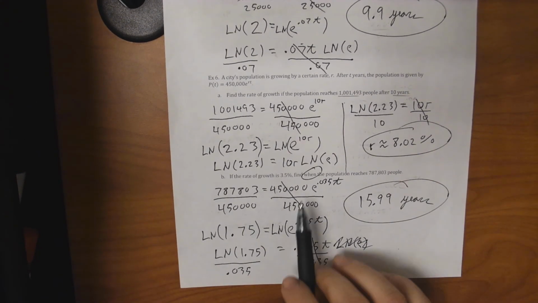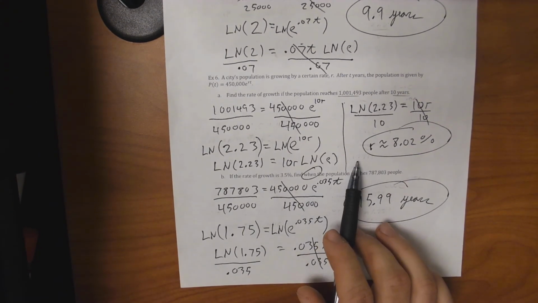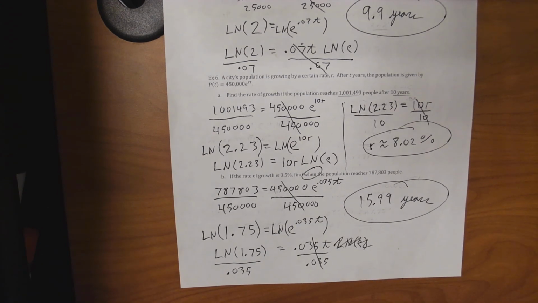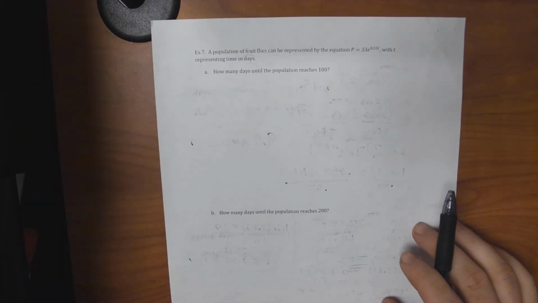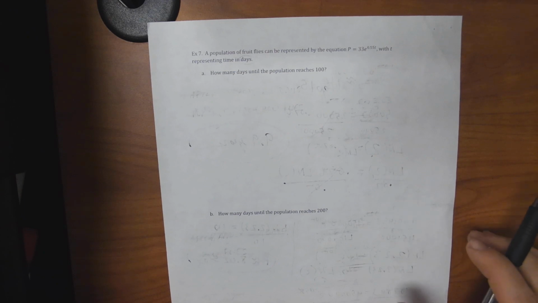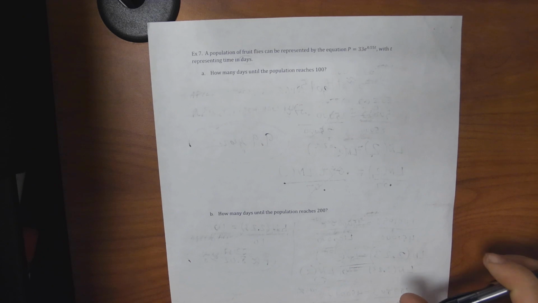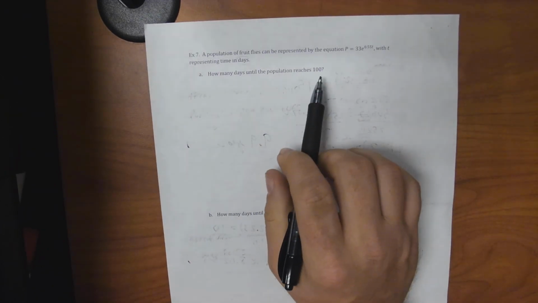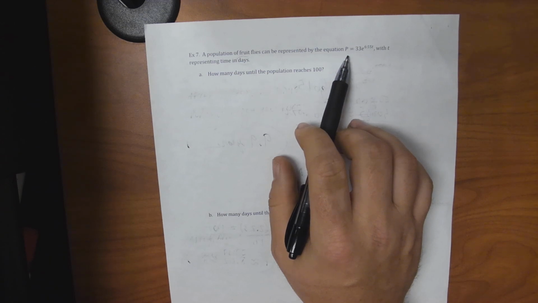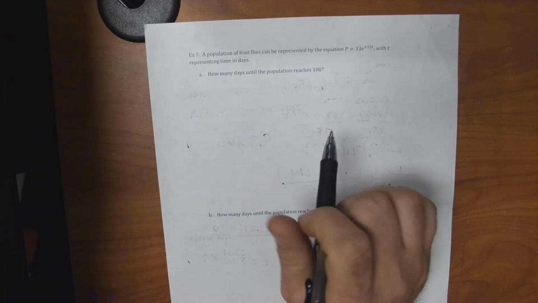So I know we were solving for time in this problem and rate in that problem. The steps were identical. Pretty much divide, log both sides, go from there. All right, last example. Population of fruit flies can be given by that equation with t representing time in days. How many days until the population reaches 100? So, same song and dance here. Plug in 100.